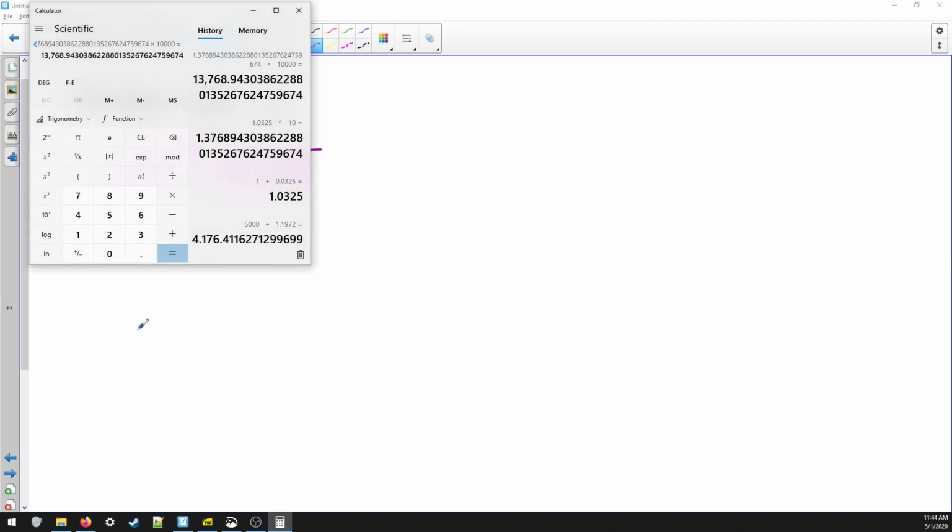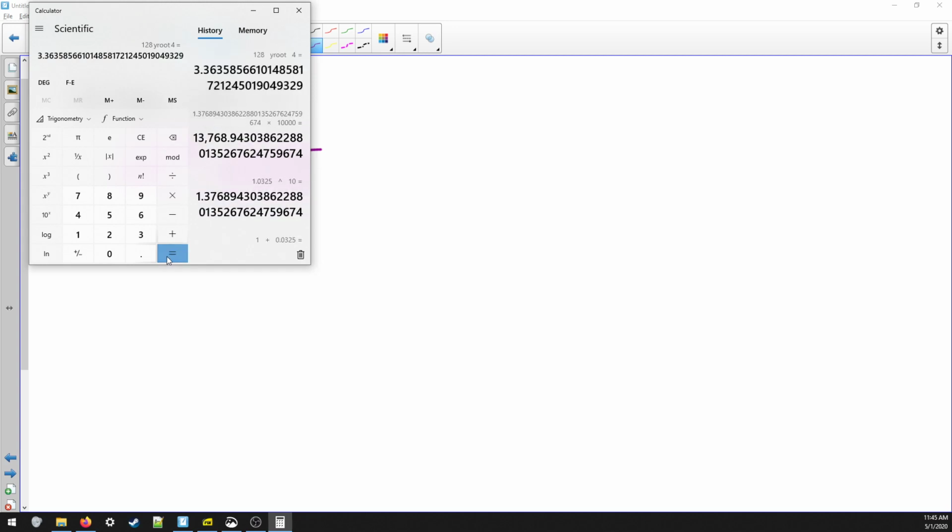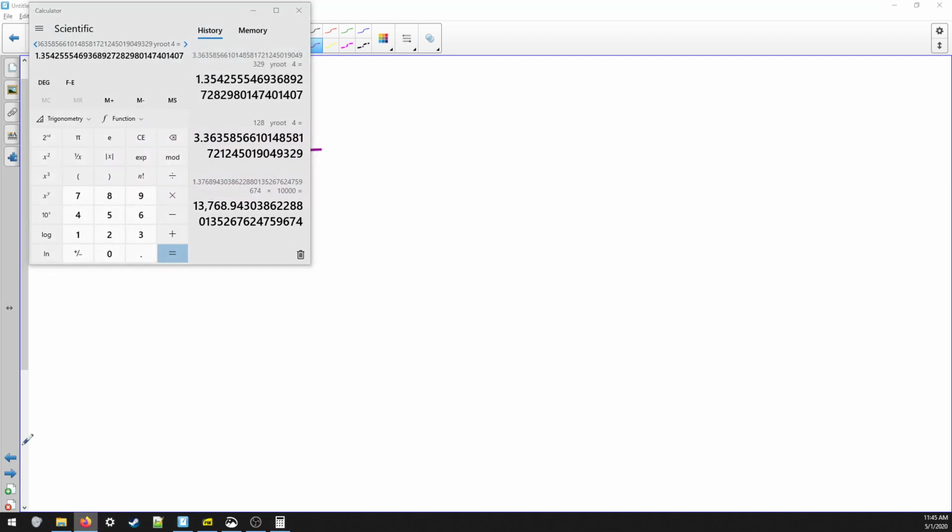I don't know if my calculator does fourth roots. I don't think it does. No, it doesn't. Maybe it does. Oh, there it is. It does. So I'm going to do 128, and then I'm going to hit this button with a root of 4. Let's see if that works. I don't know if that worked. It didn't work. Let me just pull up my calculator. You've got to find your fourth root button. Fourth root of 128. Oh, no, it was right. The fourth root of 128 is about 3.36.